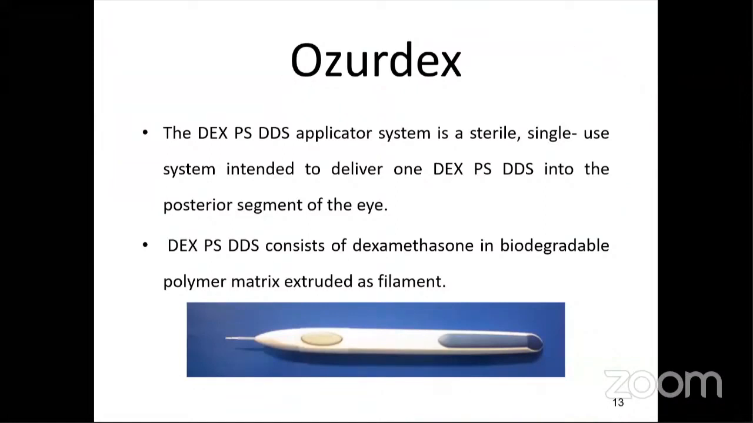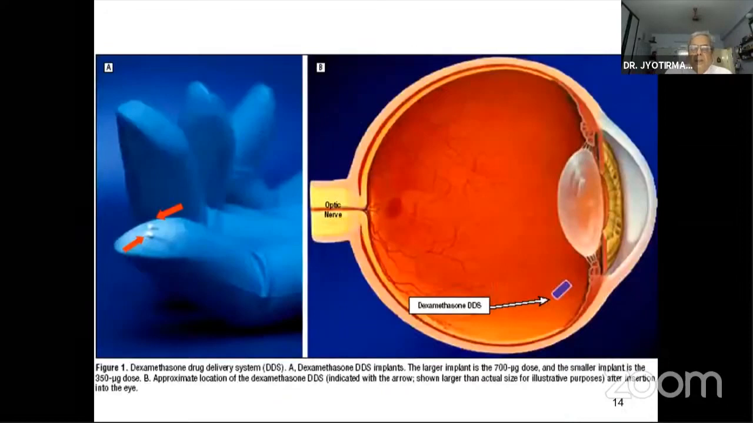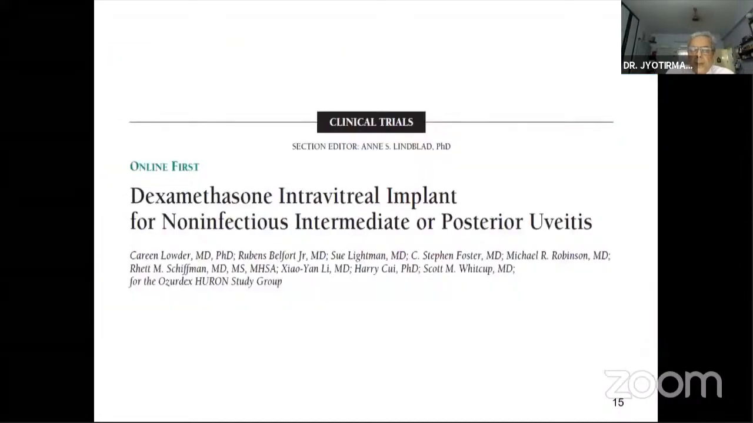Ozurdex is the other implant, the dexamethasone implant, which we have tried here with a randomized trial. And next. This is the small pellet which is given inside the vitreous cavity, biodegradable. Next. So this has resulted in publications on the dexamethasone intravitreal implant in non-infectious intermediate or posterior uveitis as a modality of treatment, which was FDA approved later on. Next.